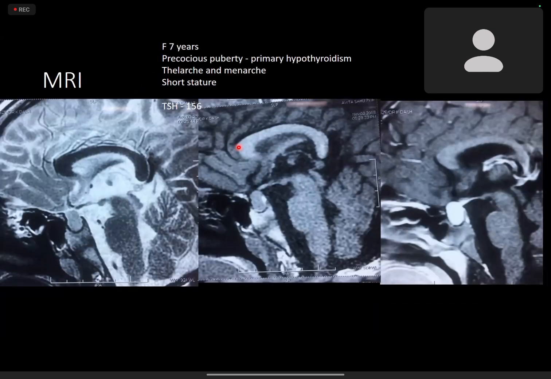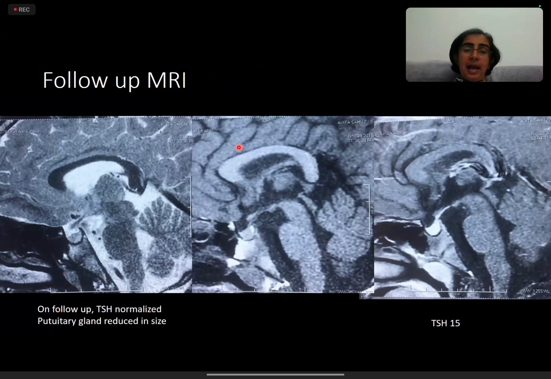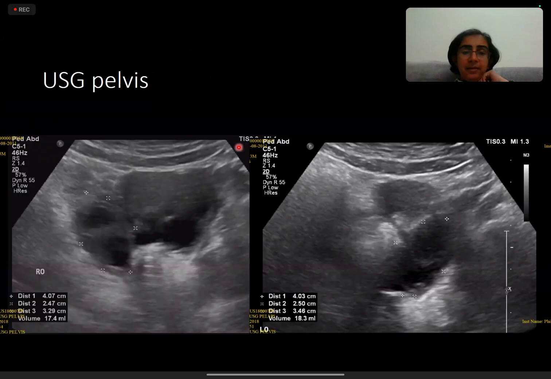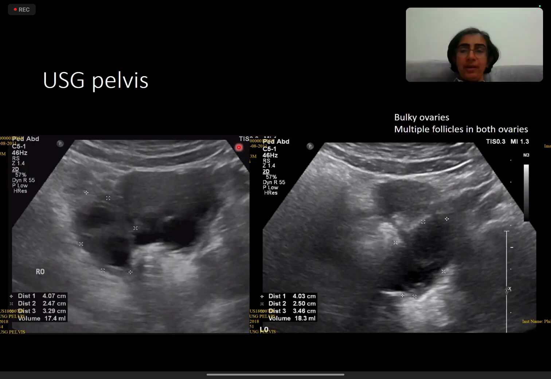Yes, ma'am. And she also has precocious puberty. And this is TSH normalized and pituitary reduced in size. And this is the USG pelvis, which is showing multiple polycystic ovaries. Multiple follicles in both ovaries. Yeah, multiple cysts in both ovaries.